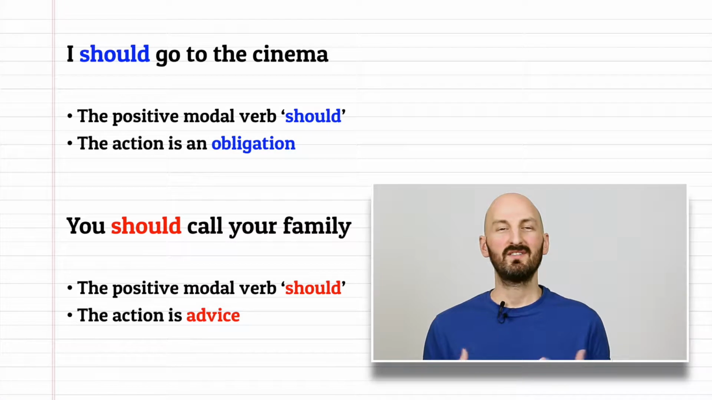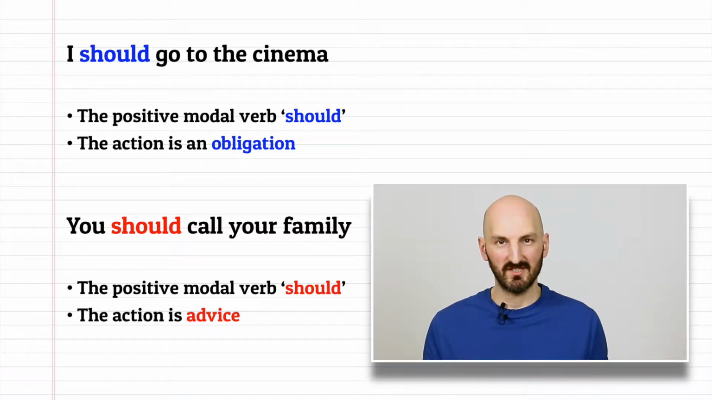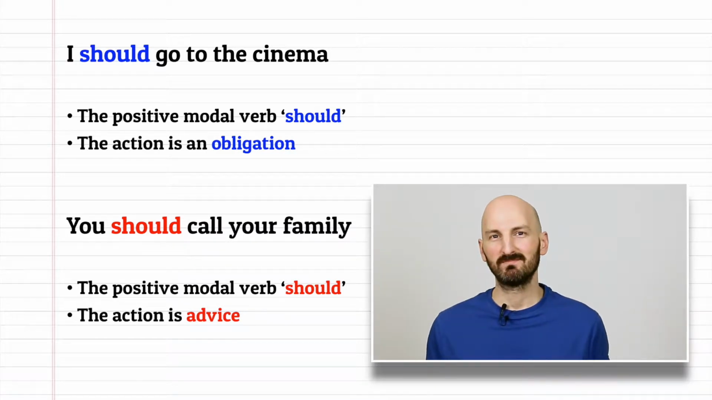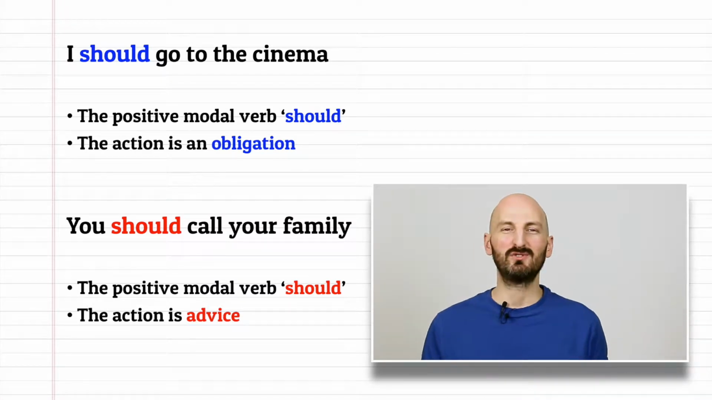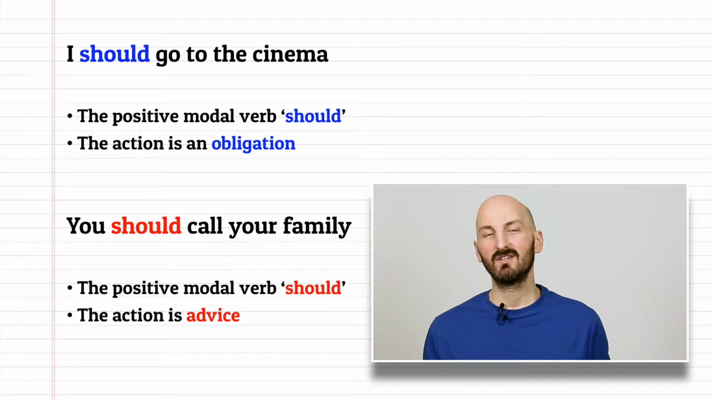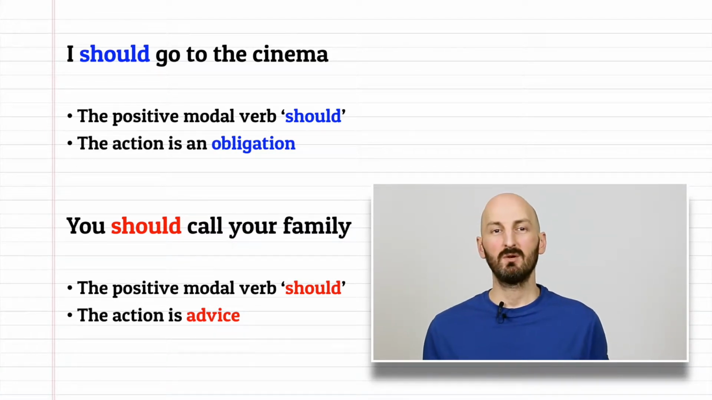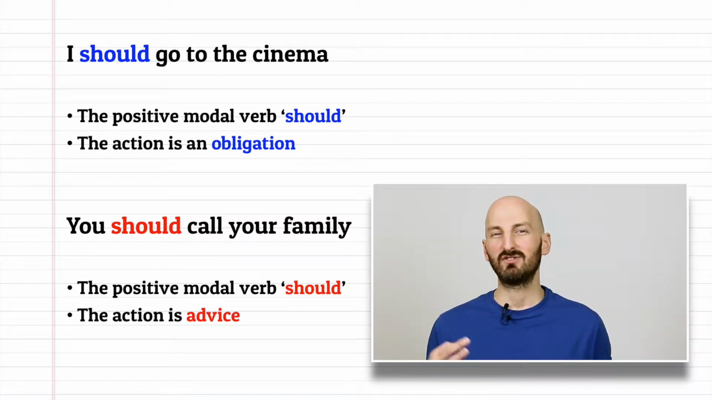So let's look at obligations and advice first. I should go to the cinema. This simple sentence describes going to the cinema, but now the modal verb should describes an obligation. This means there is a reason or responsibility for you to do the action. Now let's think. Do you have a responsibility to do it? Yes. But do you have a choice? Yes. So there's a responsibility or an obligation to do the action, but importantly, you still have a choice.